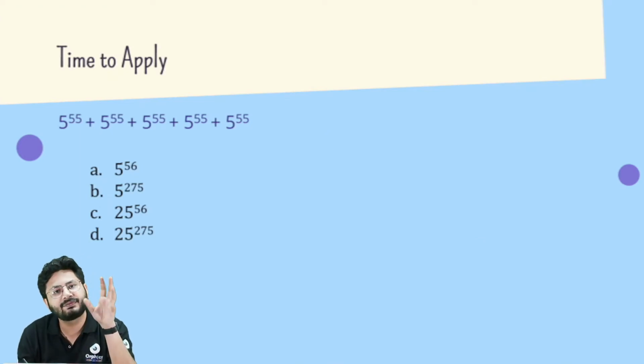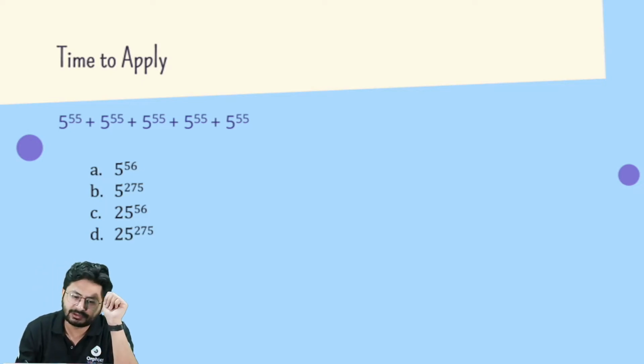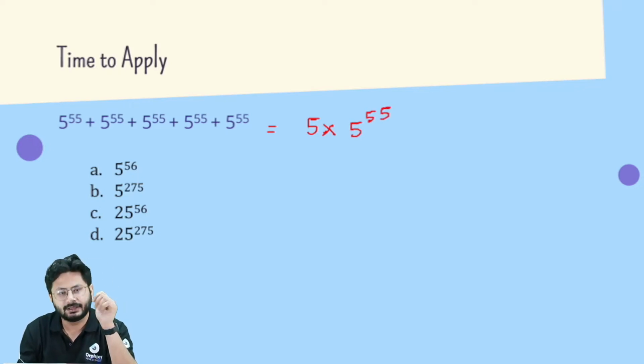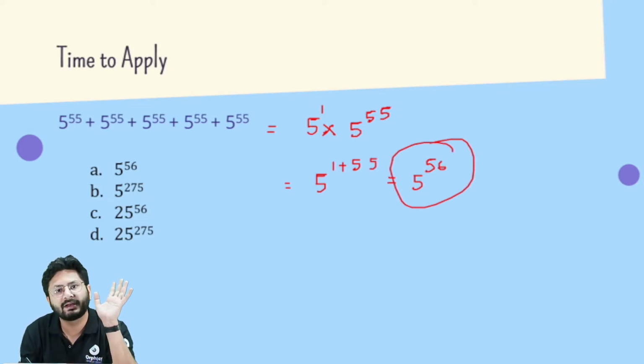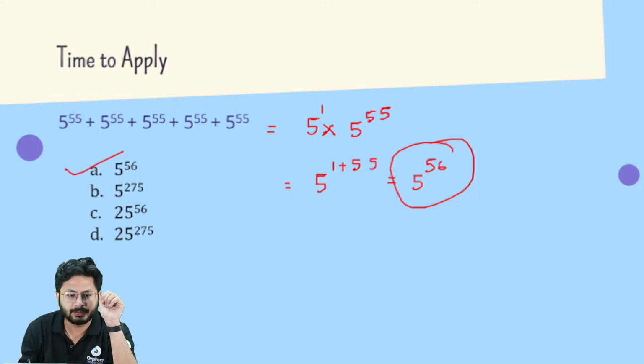Okay, so 5 to the power 55 is getting added to itself 5 times. तो इसको तो मैं like we have seen in the first slide, इसको तो मैं directly ऐसा लिख दूँ 5 into 5 to the power 55. Something getting added to itself 5 times, तो सीधा सीधा 5 times that something, right? So 5 to the power 1 into 5 to the power 55 should be equal to 5 to the power 1 plus 55, which is equal to 5 to the power 56. That's it. Simple enough, right? So A should be the correct answer.